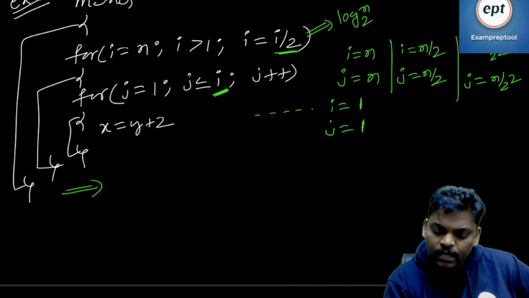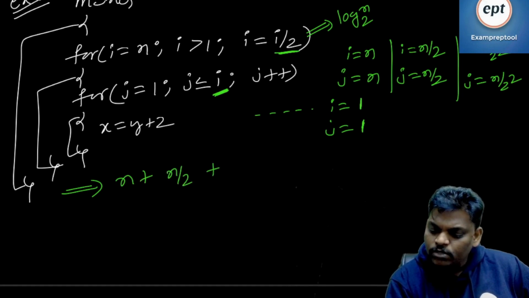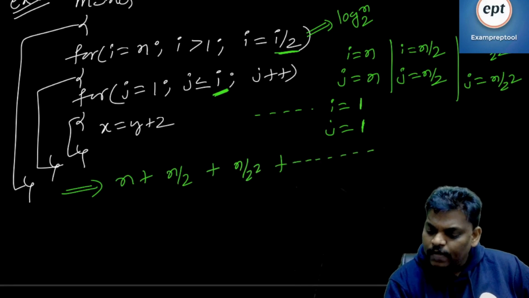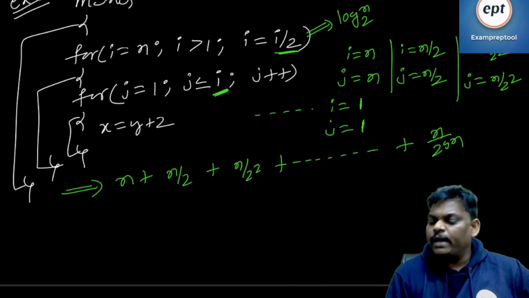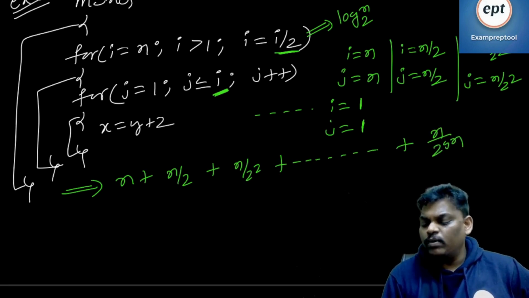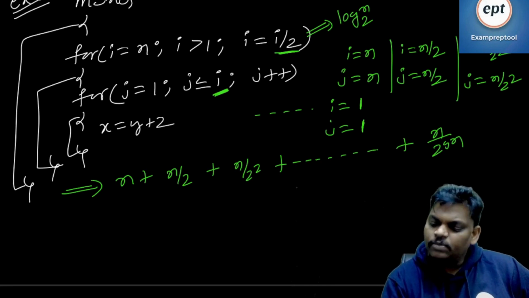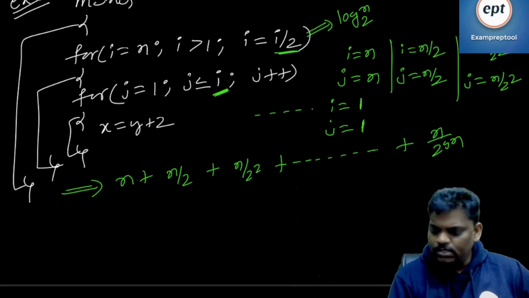So what is the answer? i is equal to n, j loop is n. i is equal to n by 2, j loop is n by 2. i is equal to n by 4, j loop is n by 4. Like that it is going on. Lastly, i is equal to n by 2 power log n, because i maximum value is log n. So 2 power log n, so the j value becomes n by 2 power log n. Like that this is going on.